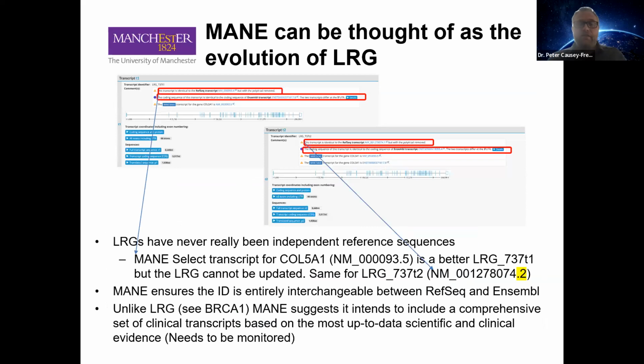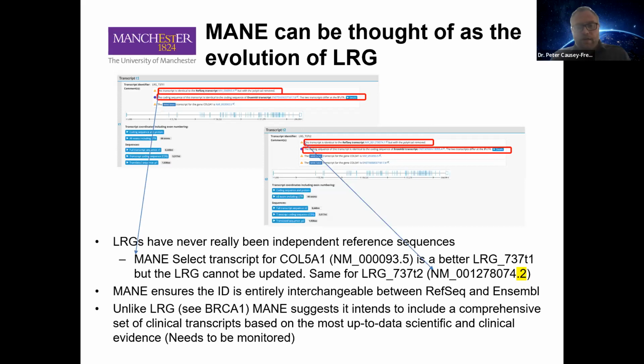So, as I've said, MANE could definitely be thought of as an evolution of LRGs. LRGs, as I've alluded to previously, have never really been independent reference sequences. They've actually been reference sequences designed by generally RefSeq and sucked into a third-party database and annotated. So for this gene, COL5A1, the latest version of the RefSeq transcript would have been a better version of LRG_737t1 because it does have the poly A tail removed. So it would have actually been nicer to have had that in the LRG, but unfortunately we can't do that.